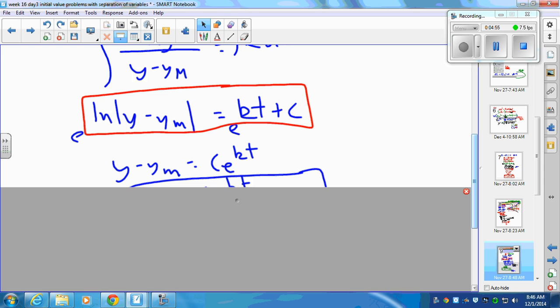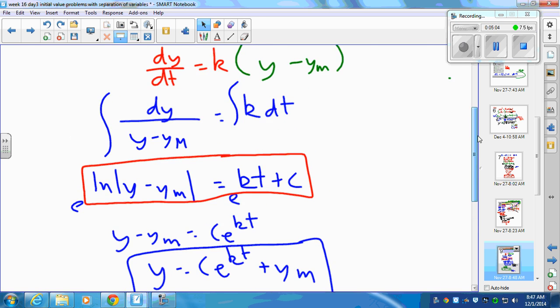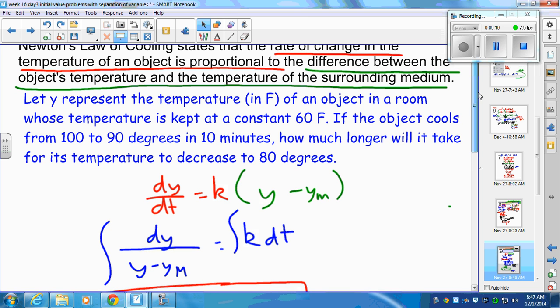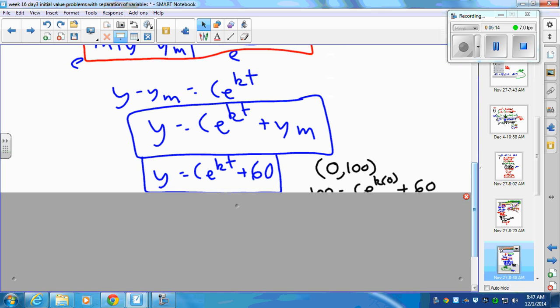You don't need it because I have the fuzzy math going on. And I get to this. Now, you can plug in points. I started at a constant of 60, and I started at 100 degrees. So the y_m is 60.